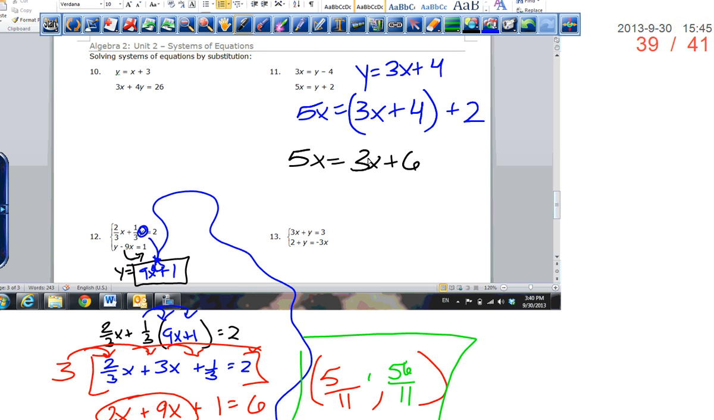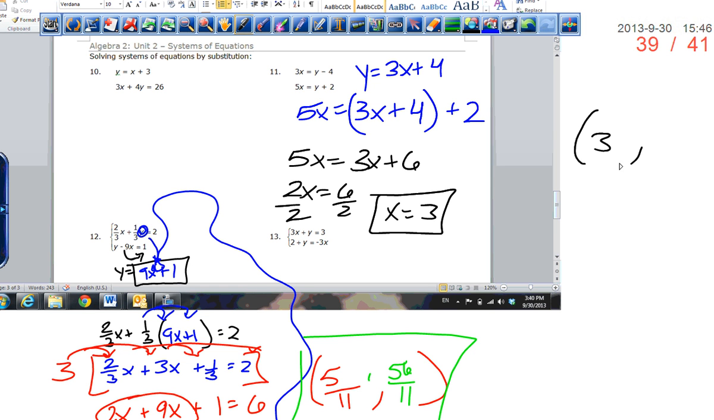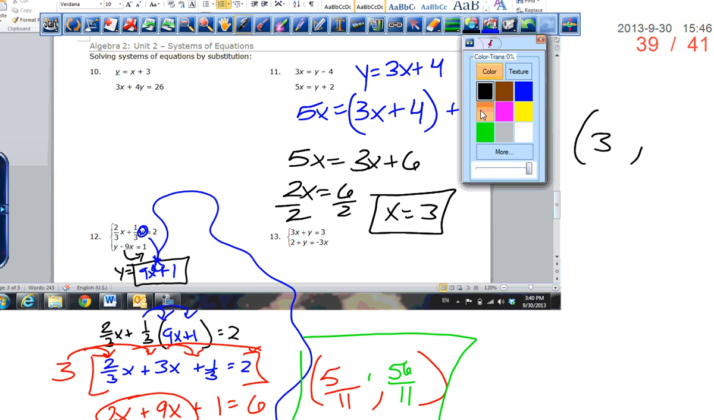Now I'm going to pull my x to one side, so you do minus 3x. Then it's 2x equals 6. So I got x is 3. Am I done? No, I'm not fully done. I got the other one.